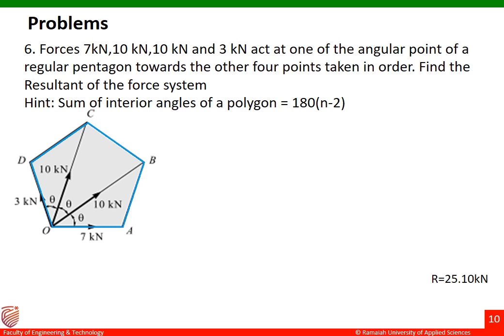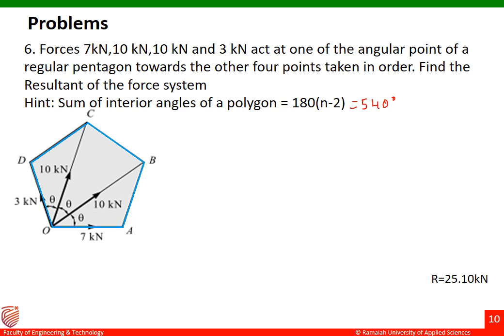The hint given to solve this problem is that the sum of interior angles of a polygon is equal to 180 into (n minus 2). What is n? It is the number of sides. In this case, the number of sides is 5. So 180 into (5 minus 2), you will get the answer as 540 degrees. The sum of all the angles is 540 degrees.